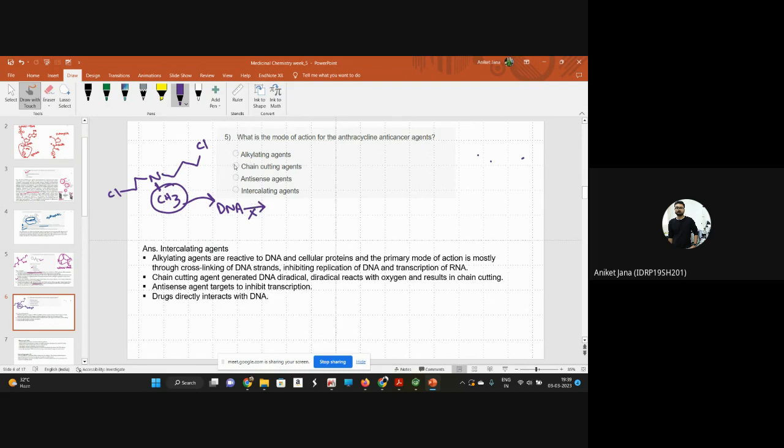Okay, now the second one is the chain cutting agents. From the name, can you guess the function or mechanism of action of this? Anybody? From the name chain cutting itself, what can you guess?